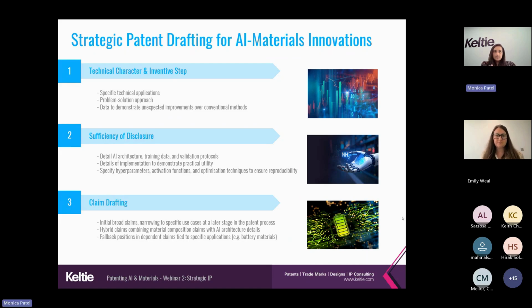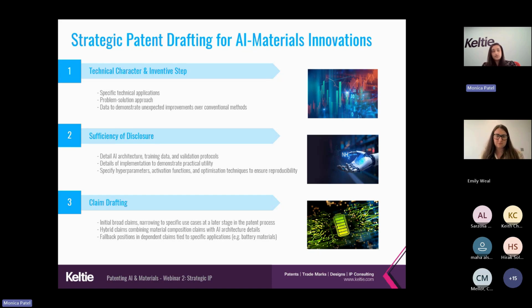Now, after the detailed description is set out in the patent application, we include a set of claims, and the set of claims is effectively the legal part of the document which defines the scope of protection that we're pursuing. So when it comes to AI materials inventions, we typically want to include initial broad claims, which don't specify a specific use case, and then potentially narrow to a specific use case later in the patent process if we need to.